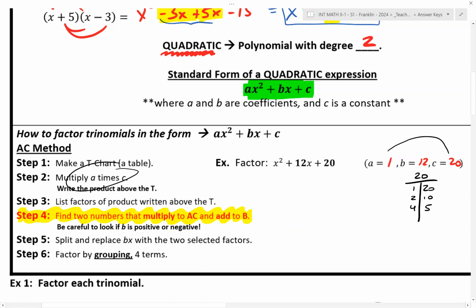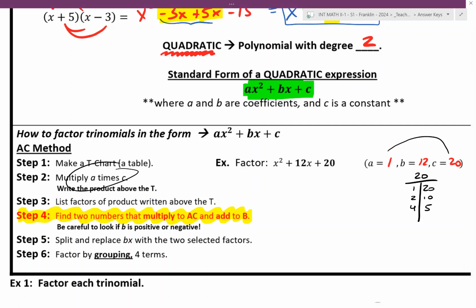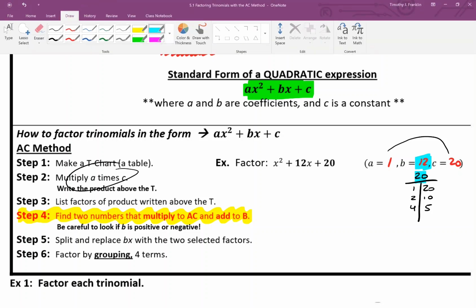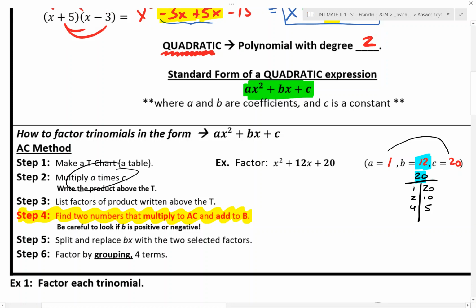Now it says, be careful to look if B is positive or negative. Our two numbers need to multiply to AC, which is 20. That's the product we wrote here. But we need them to add to B. So I'm looking for two numbers that multiply to 20 and add to 12. Now, if B were negative, that might throw a bit of a wrench in our plans. But here we can just take a look. 1 plus 20 is 21. That's not it. 2 plus 10 is 12. That works. 4 plus 5 is 9. That doesn't work. So now I have my two numbers: 2 and 10 multiply to AC, which is 20, and add to B, which is 12.